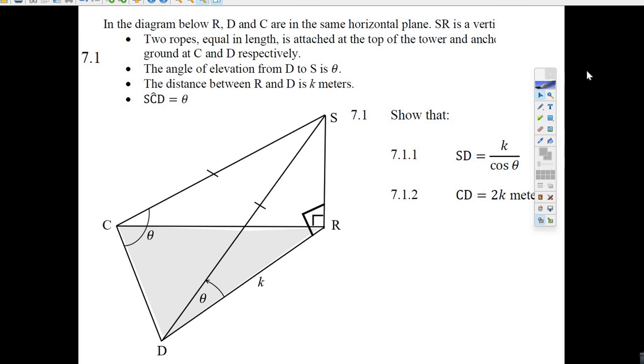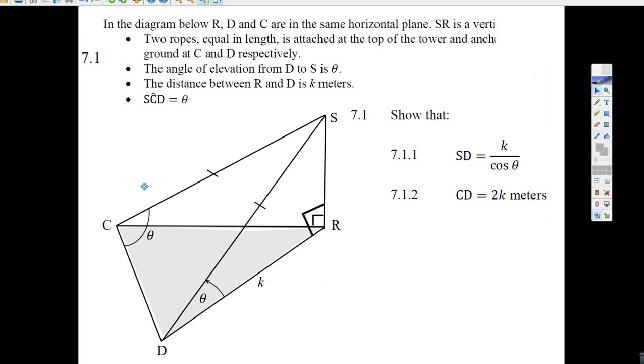Okay, let's try this 3D trig problem. First thing is to have a good idea what's going on in the picture here. You've got two sides that are equal. They say up here, oh, two ropes, and this is a tower here. And this angle here, SCD, is equal to theta.